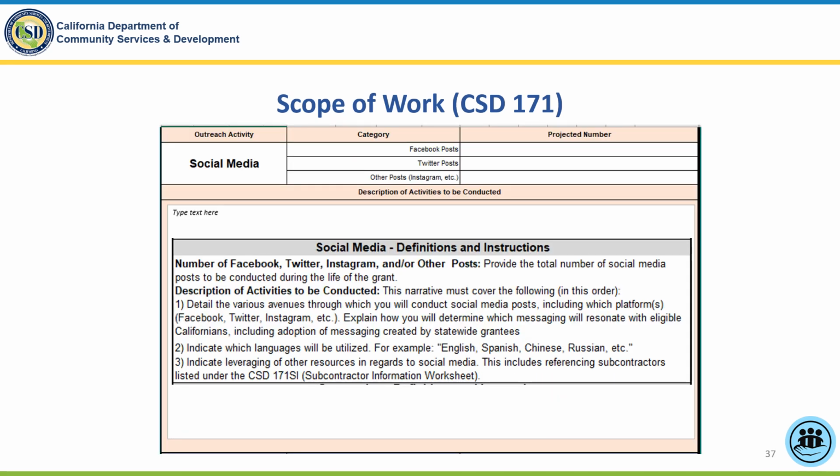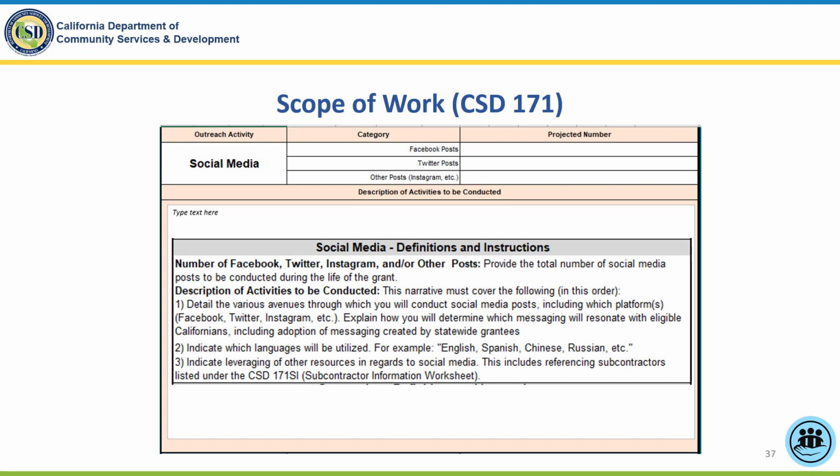Moving on to the social media category, applicants should follow the definitions and instructions for entering projections and the description of activities to be conducted. Applicants must type their narrative in the order indicated in the instructions. Applicants must indicate the total number of Facebook, Twitter, Instagram, and other social media posts they will conduct during the contract term. Remember that a post is the number of times applicants plan to post to the social media site. This is very different from likes and shares, etc.